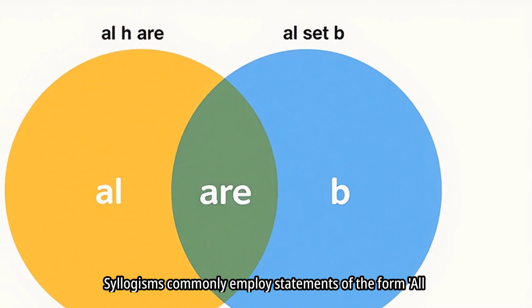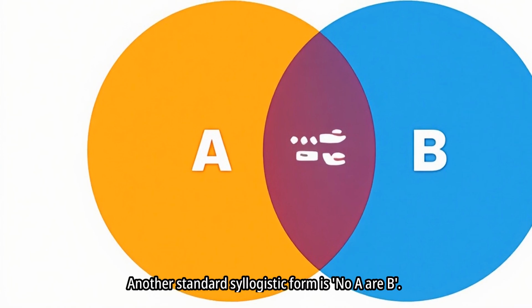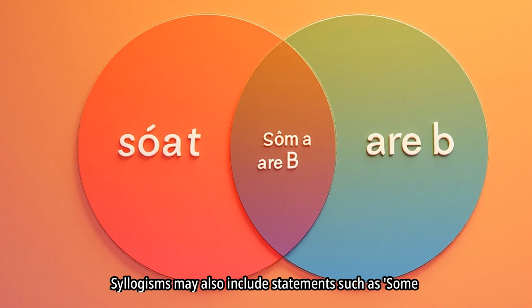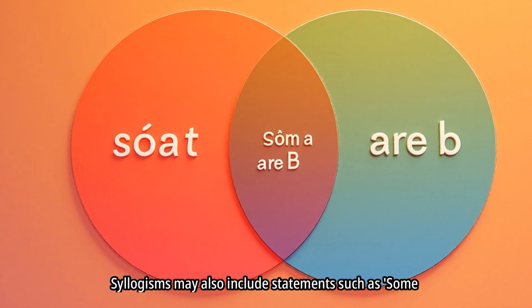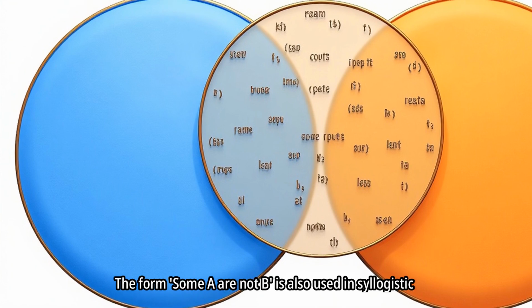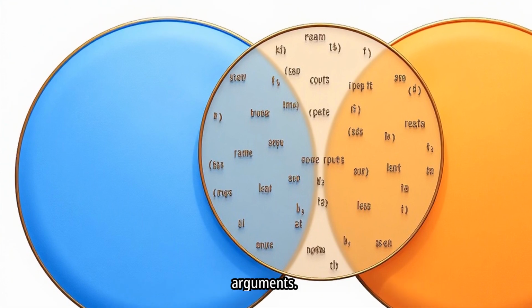Syllogisms commonly employ statements of the form all A are B. Another standard syllogistic form is no A are B. Syllogisms may also include statements such as some A are B. The form some A are not B is also used in syllogistic arguments.